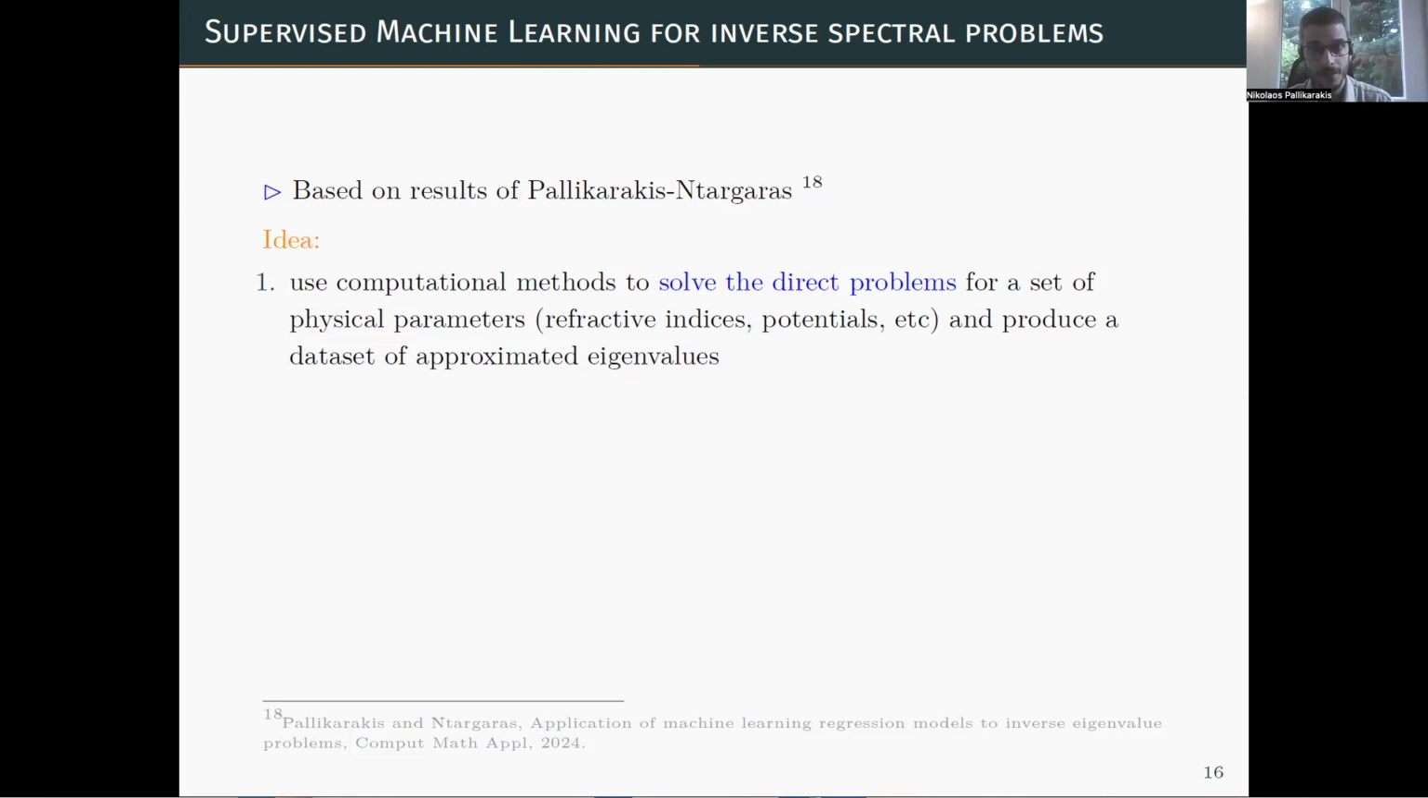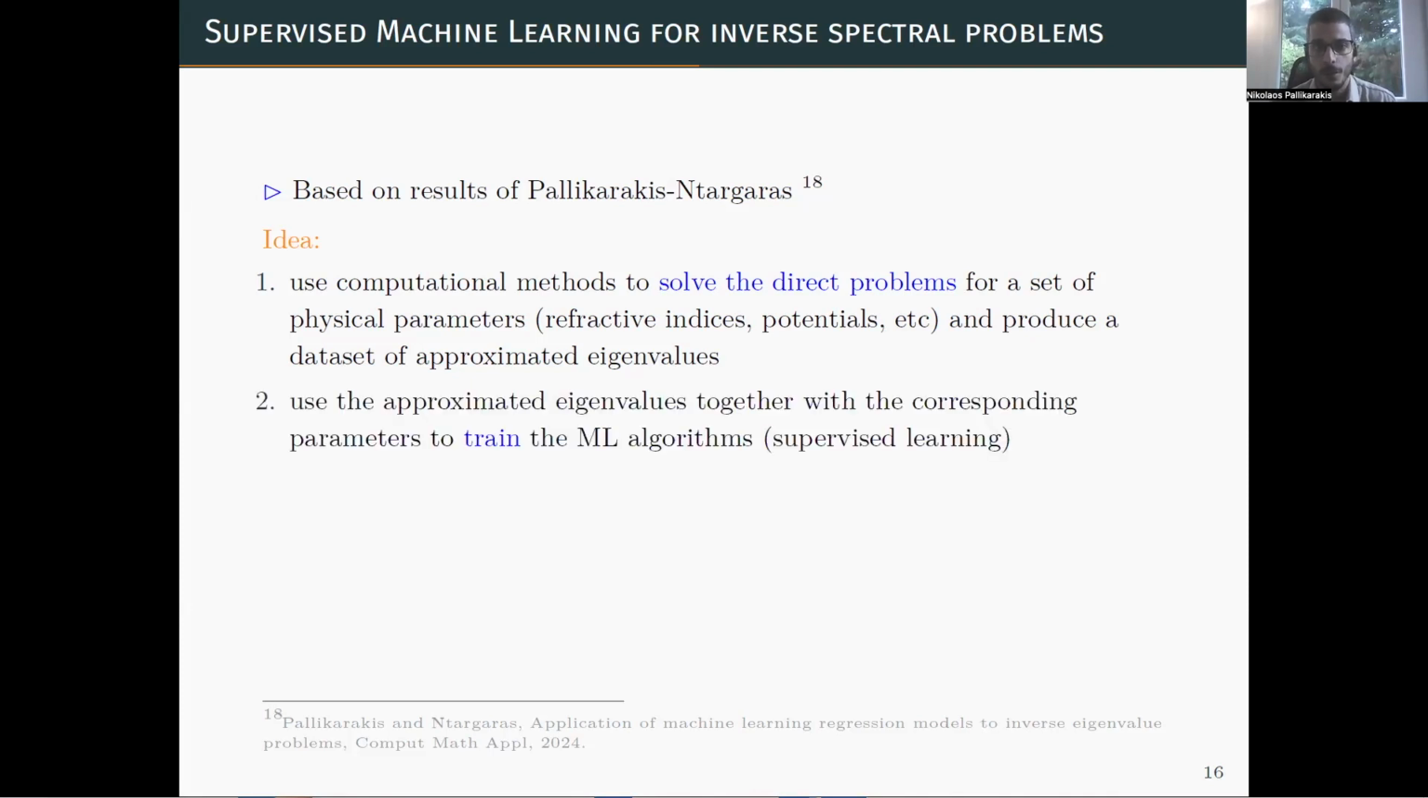And the main idea is the following, which is the key in all this procedure. As a first step, we use computational methods like those described before to solve the direct problems for a given set of physical parameters, which are refractive indices or potentials, and produce a dataset of approximated eigenvalues. Then we use these approximated eigenvalues together with their corresponding parameters, which are the refractive indices, etc., to train the machine learning algorithms. This is called supervised learning because we give both the eigenvalues and the target parameters to train the algorithms.